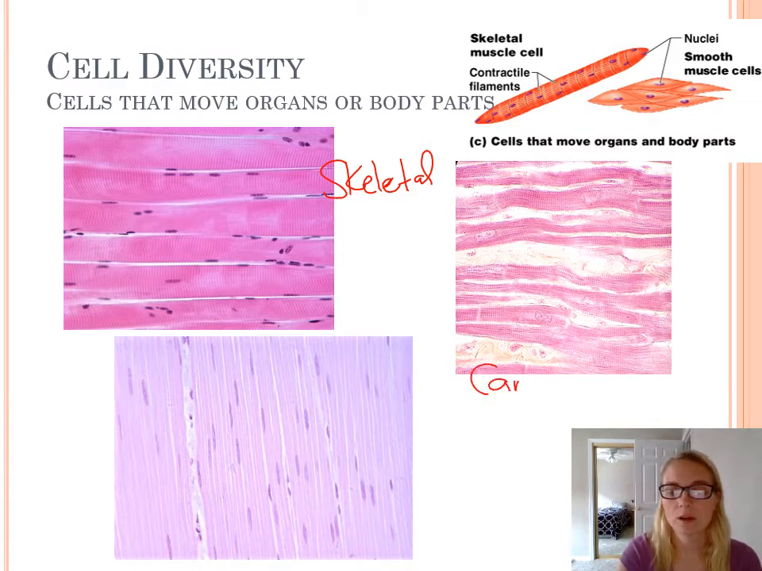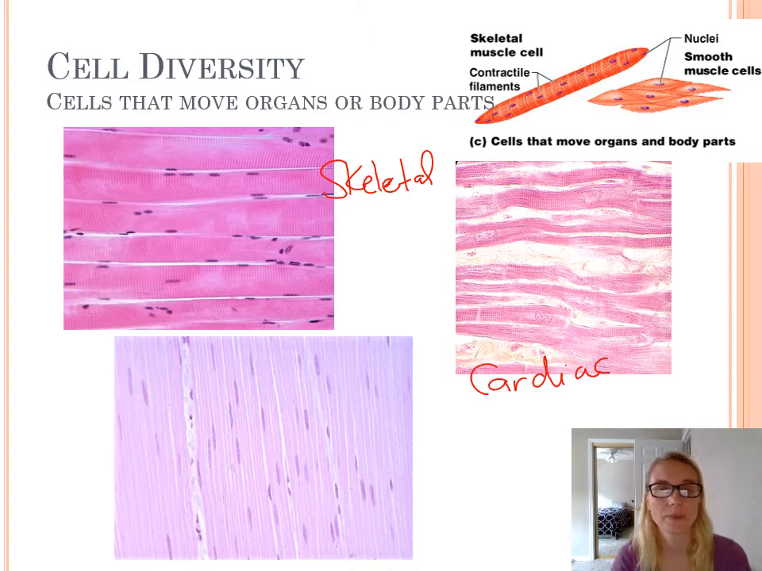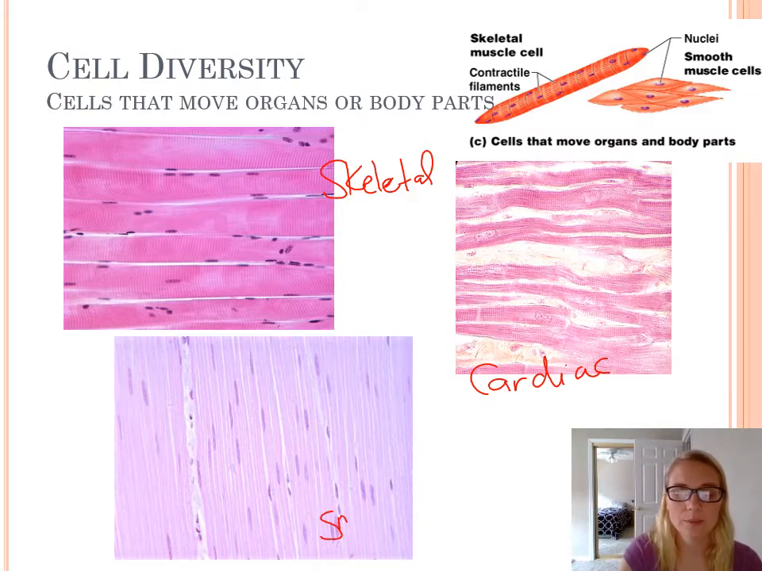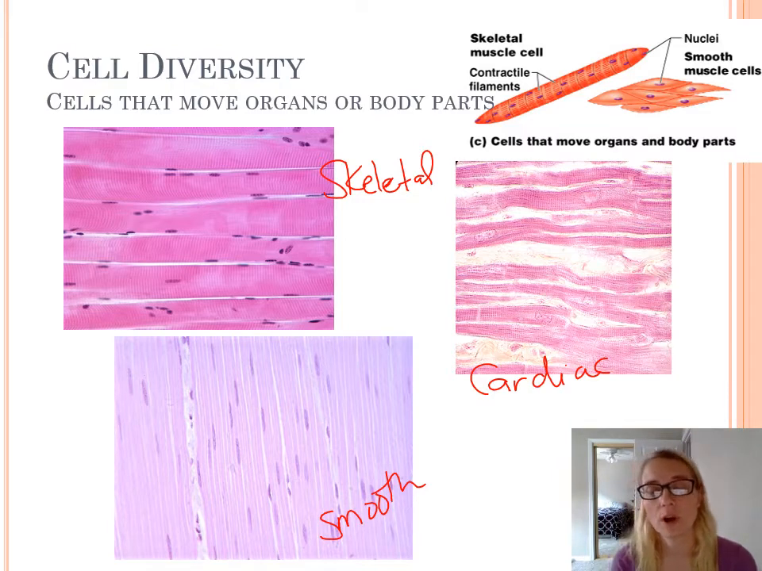This over here is called cardiac muscle, and as you might guess, it is only found in the heart. It makes up your heart. The walls of your heart are made up of cardiac muscle. And then this example down here is called smooth muscle. Smooth muscle is found in the walls of your hollow organs. So think blood vessels, stomach, small intestine, urinary bladder. There's probably some other ones I can't think of. So skeletal muscle connected to your skeleton, cardiac muscle found in your heart, smooth muscle found along your blood vessels, hollow organs.